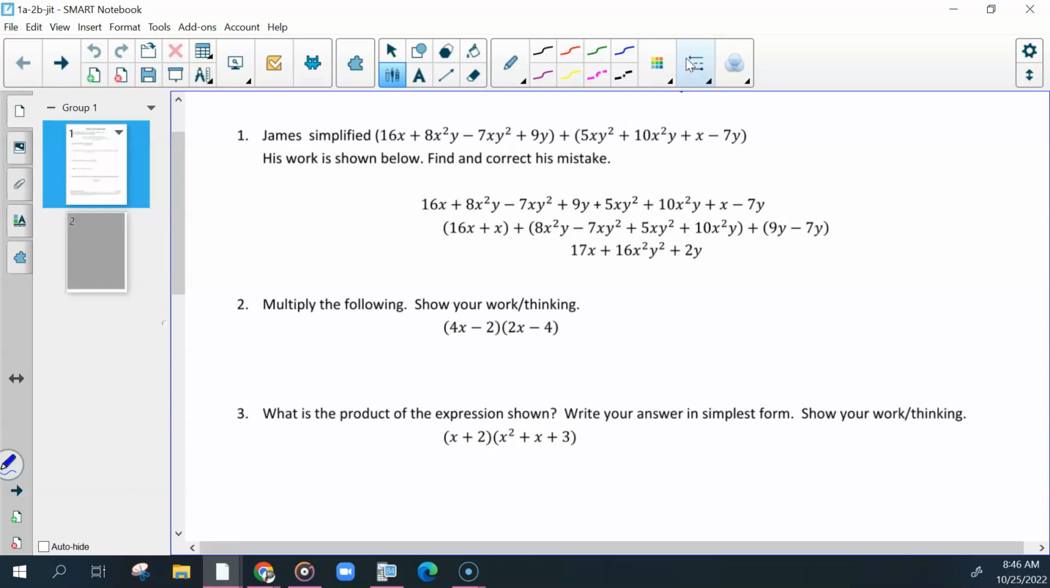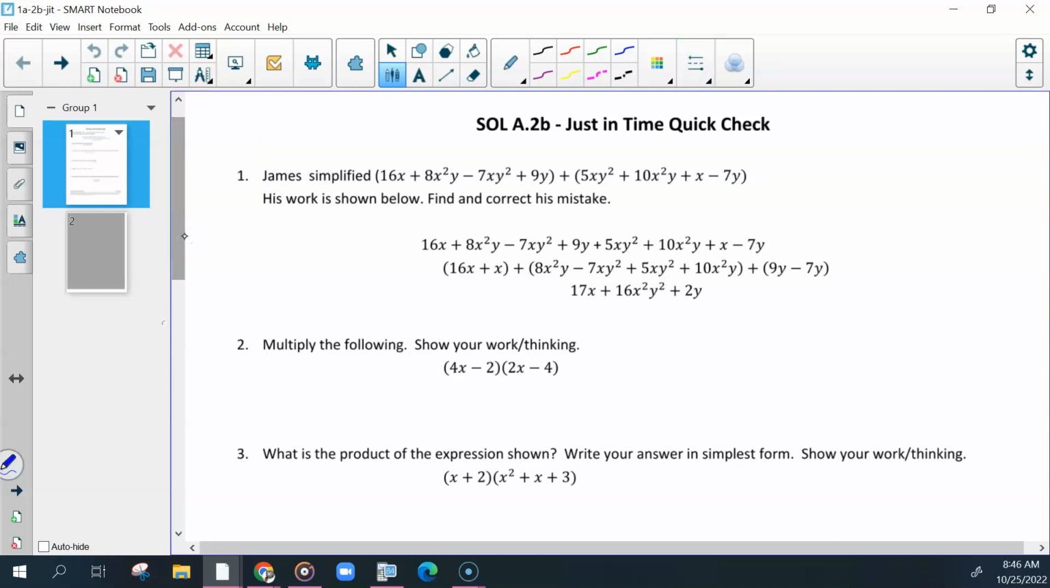Sophia. They combined the x squared y and the xy squared. So this section right here. Yeah. That was a mistake because even though they look similar, they're not like terms. X squared y and xy squared are not the same thing. So then let's fix it.